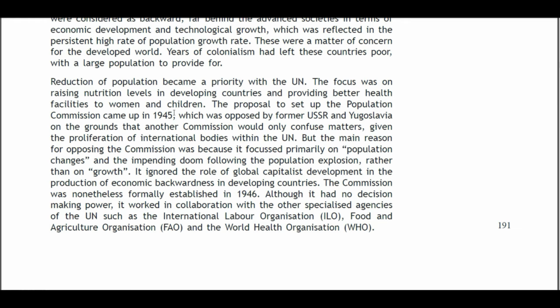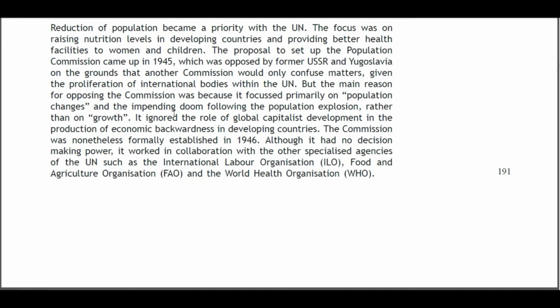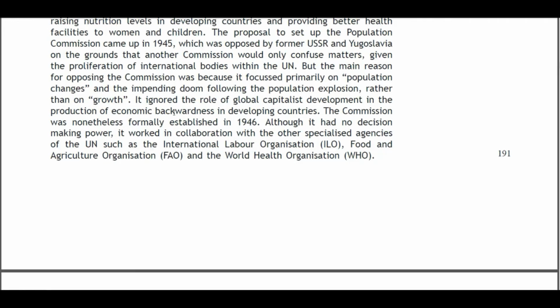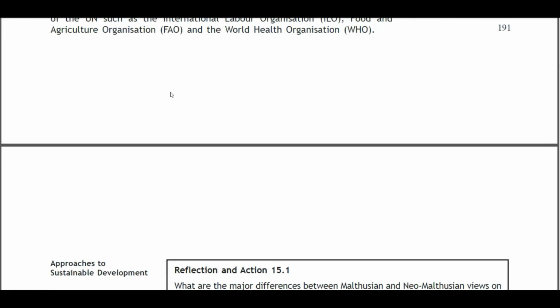Although it had no decision-making power, it worked in collaboration with the other specialized agencies of the UN, such as the International Labour Organization, Food and Agriculture Organization, and the World Health Organization.